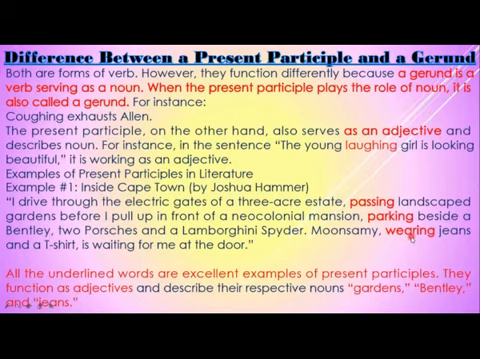All three are the best example of present participle because they are ing form of the verb and used as an adjective in the sentence. All the underlined words are excellent examples of present participles. They function as adjectives and describe their respective nouns: garden, Bentley, and jeans.